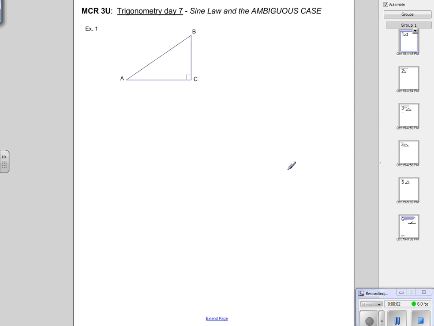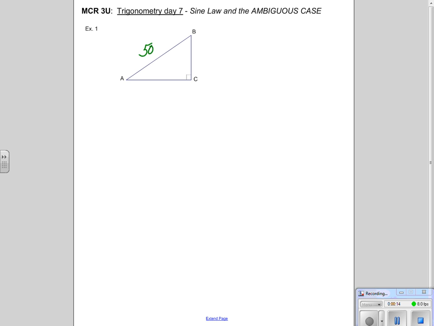Grade 11s, we're on our second part of the sine law tonight, and we're looking at the ambiguous case, which is a scary sounding title, but we're going to be fine. I'd like you to consider a triangle ABC, where I know these two things. This side is 50, we won't do units, and this is an angle of 28 degrees.